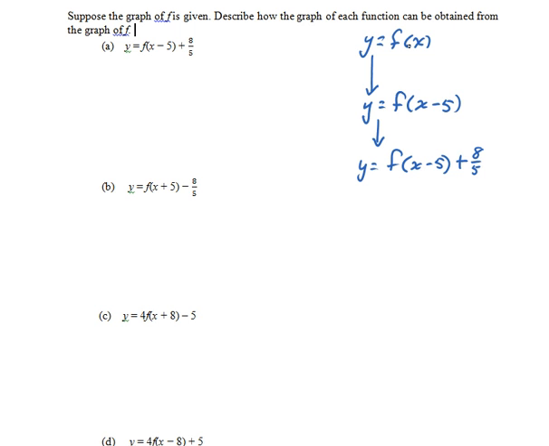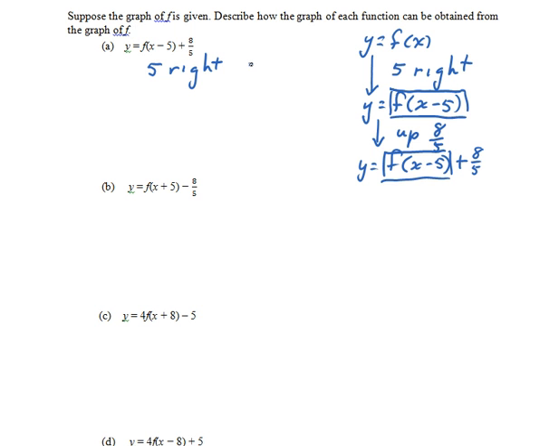In the first step, x has been replaced by x minus 5. The change in the graph will be horizontal. We'll actually be moving 5 to the right. In the second, f of x minus 5 is intact from the second function to the third. This means that the change is going to be vertical on the y coordinates, and we're going to go up 8/5. So in this case, we will go 5 units to the right and 8/5 units up.